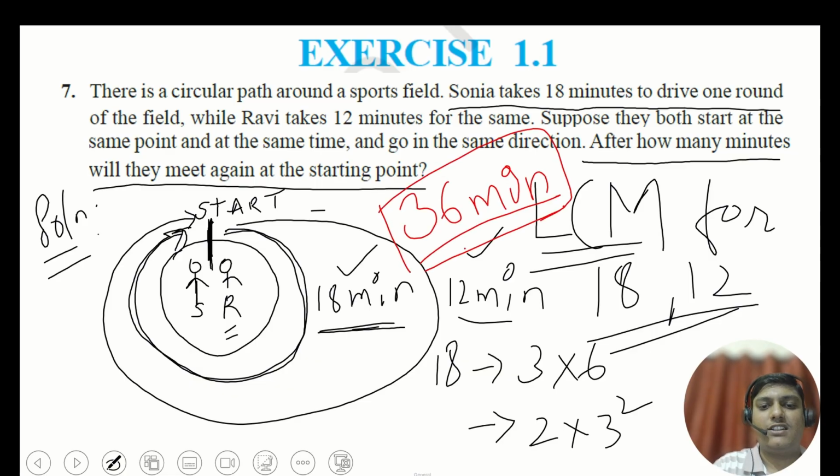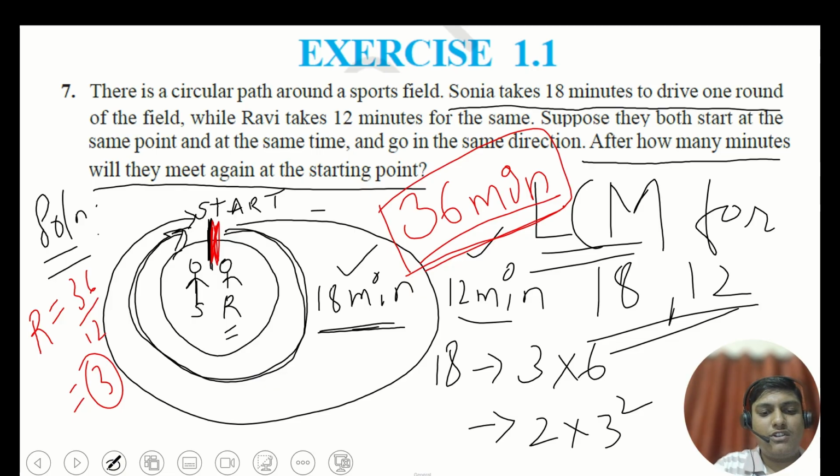After 36 minutes, Sonia and Ravi will meet at the same starting point. You can also check: if the question is twisted and asks after how many rounds of Ravi or of Sonia they will meet, then you can simply divide the time. Ravi is taking 12 minutes, correct? So 36 divided by 12, then Ravi would have run 3 rounds by the time he meets Sonia.